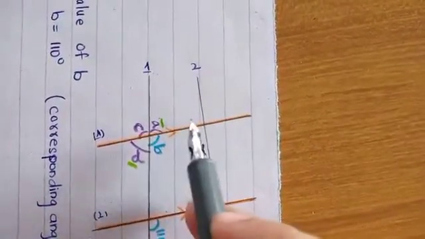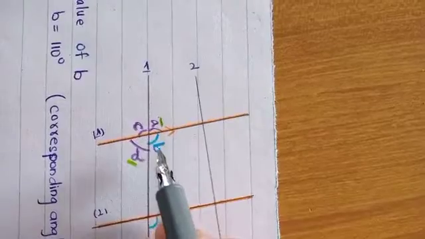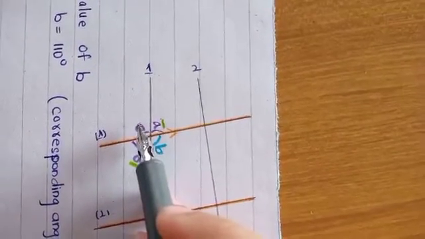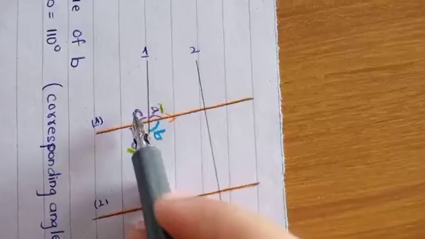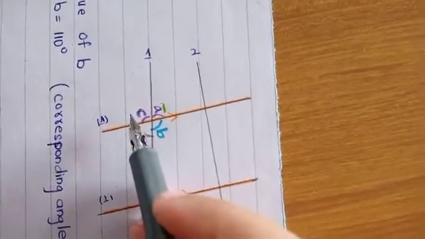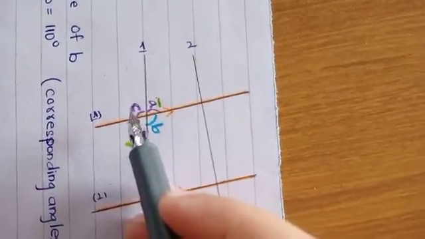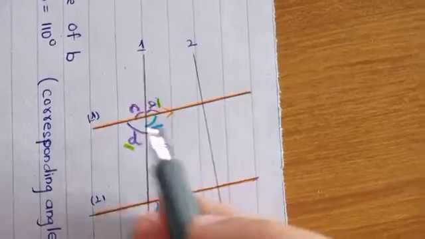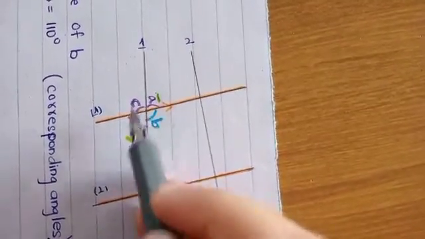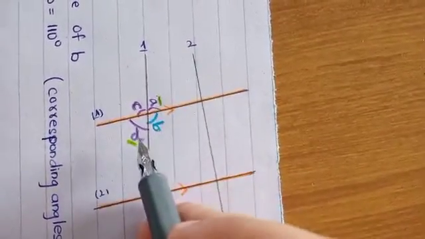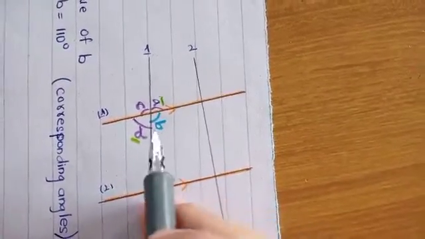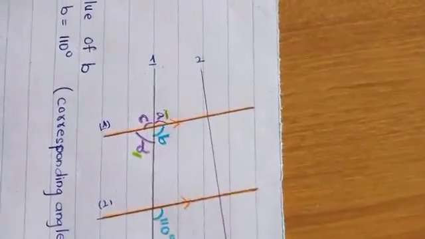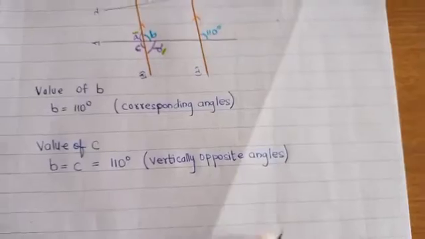If you focus on this X, I can see B is equals to C. Why is it equal to C? Because they are vertically opposite. Go back and revise what vertically opposite angles were. They make X shape. And with the transversal, 4 angles are made. So A and D are vertically opposite, C and B are vertically opposite. And vertically opposite angles are always equal. So you can write, okay, that's how you will write the value of C.